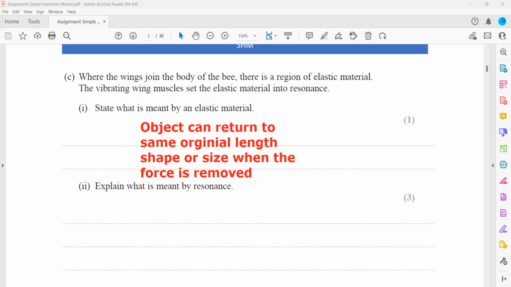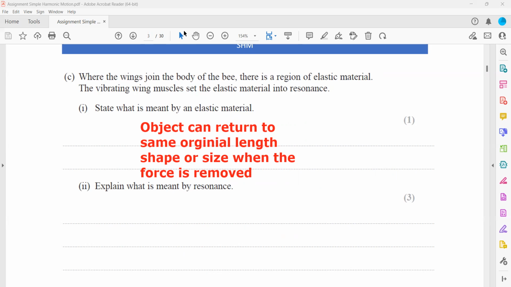And what is meant by resonance? You have to memorize these definitions. Resonance means when an object forces another object to vibrate by applying a frequency equal to the natural frequency. So it's an oscillating system which is driven at its natural frequency, and maximum energy will transfer and the object will vibrate with the maximum amplitude.